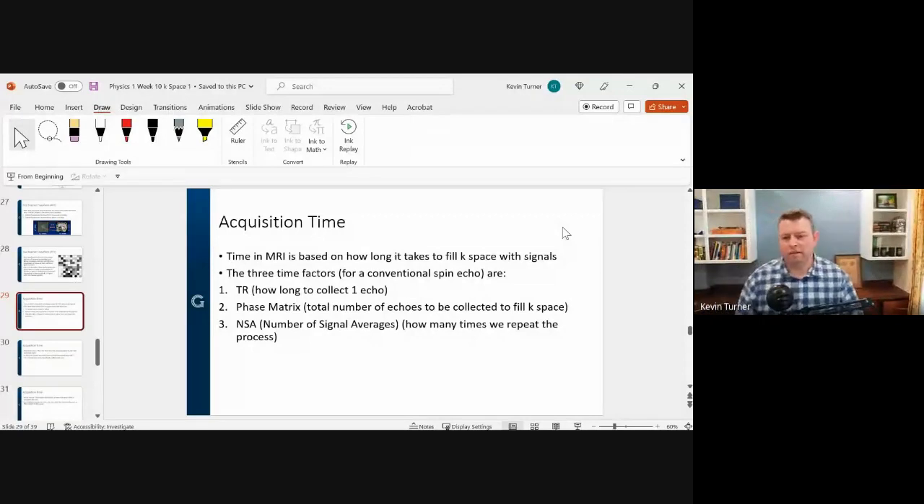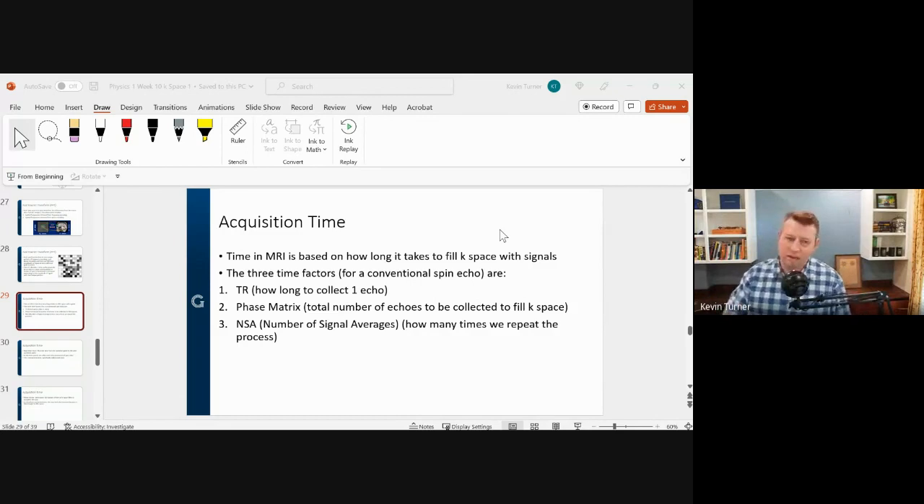Let's get back into this and talk about acquisition time. Okay. So we talk about all of these echoes. We talk about how long it takes to fill up K space with echoes. That's how long it takes for you to scan your patient.